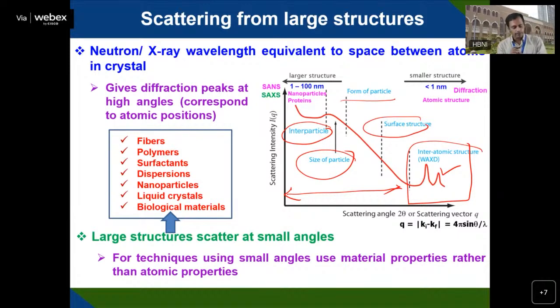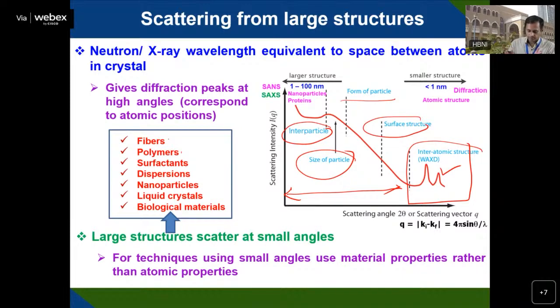So it gives diffraction peaks at high angles corresponding to atomic positions. However, a larger structure is scattered at a smaller angle, and that's why you can get information about fibers, polymers, surfactants, dispersions, nanoparticles, liquid crystals, and biological materials. So you can get structural information on those materials from this. The technique of small angle scattering probes material properties rather than atomic properties.